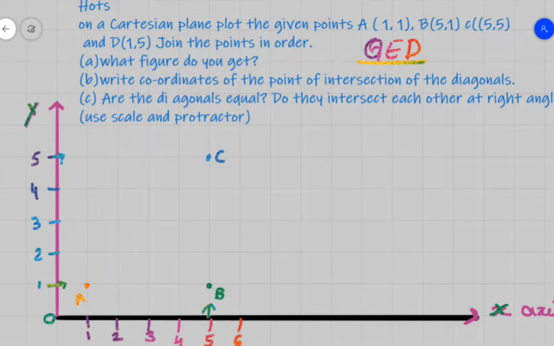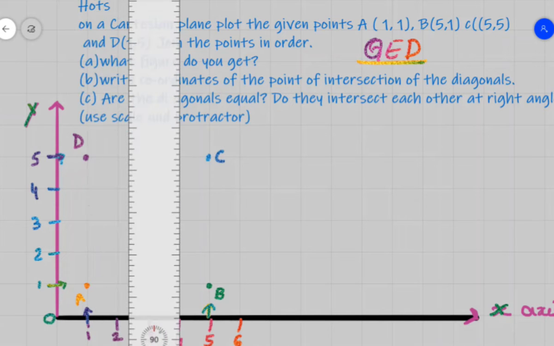Now D is 1, 5. 1 is on your x-axis. So you have to see from here and then from here. So the point comes here. This is your D. Now what you have to do? You have to join the points in order. That means you have to join A with B and B with C and C with D.